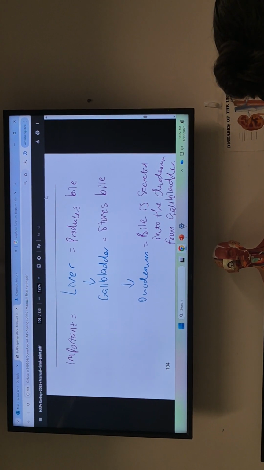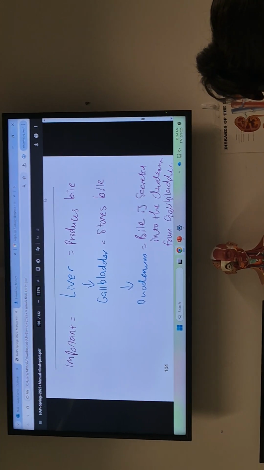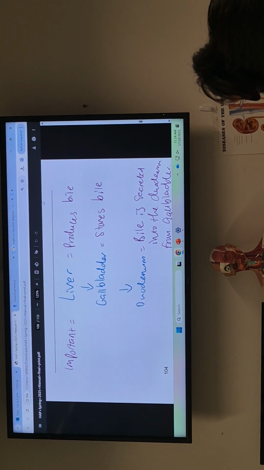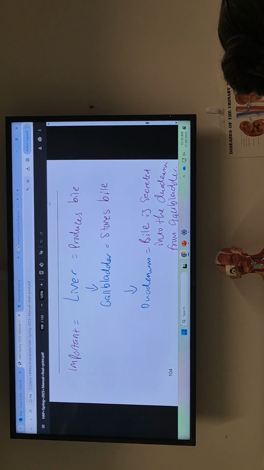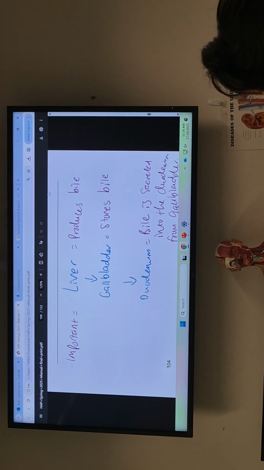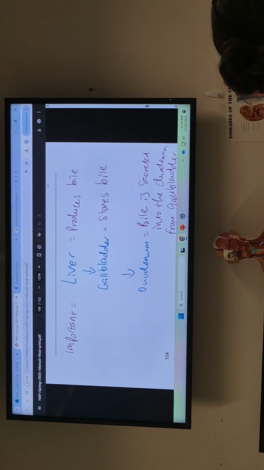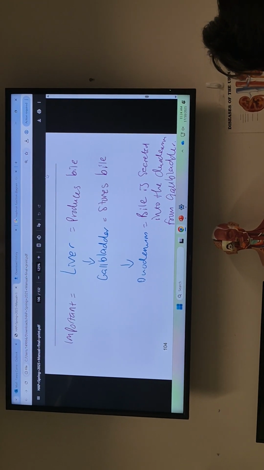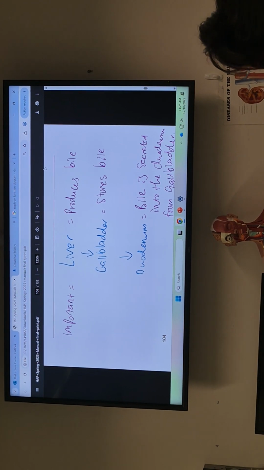So bile would be produced in your liver, okay? So the liver produces bile, and the liver will then send that bile over to your gallbladder, which is that sac underneath your liver, where the bile just kind of chills there until it needs to be released.